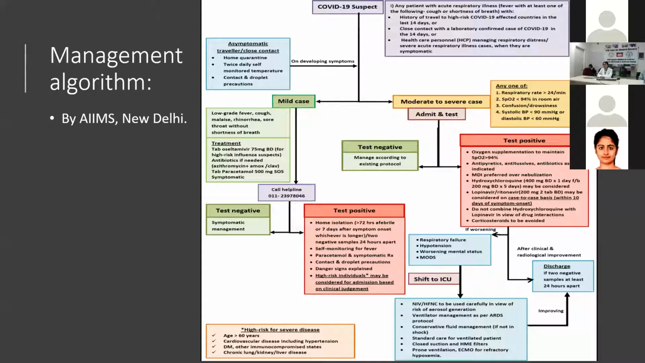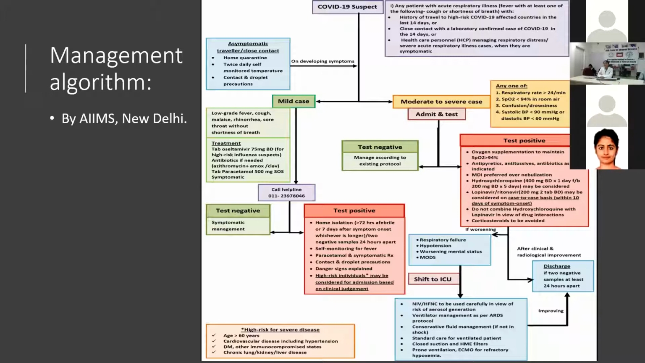And if it tests positive, then oxygen supplementation should be done, antipyretics, antitussives. NIV is preferred over nebulization. Hydroxychloroquine is a much debated drug, but ICMR has started it as a prophylactic for healthcare personnel and for close contacts. But if you have a patient, hydroxychloroquine 200 mg BD for 5 days can be considered. Same is the case with lopinavir and ritonavir. It is still under trials, but it can be given on a case-to-case basis.